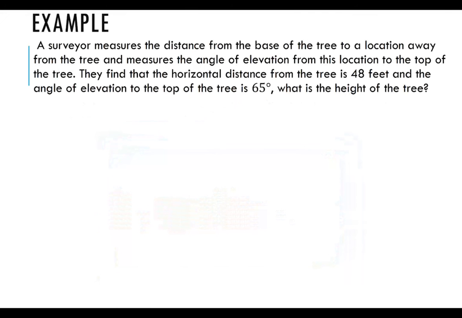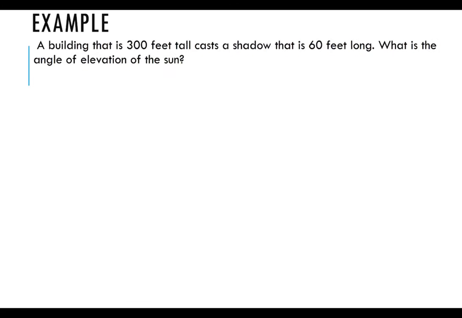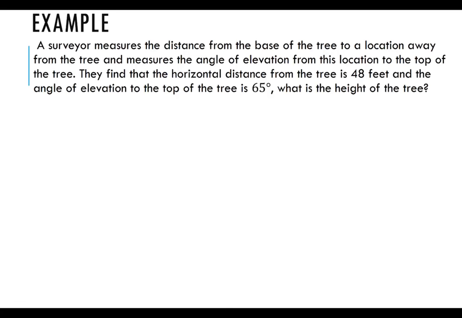So let's try one. A surveyor measures the distance from the base of the tree to a location away from the tree and measures the angle of elevation from this location to the top of the tree. They find that the horizontal distance from the tree is 48 feet and the angle of elevation to the top of the tree is 65 degrees. We want to know what is the height of the tree. So let's sketch a picture.